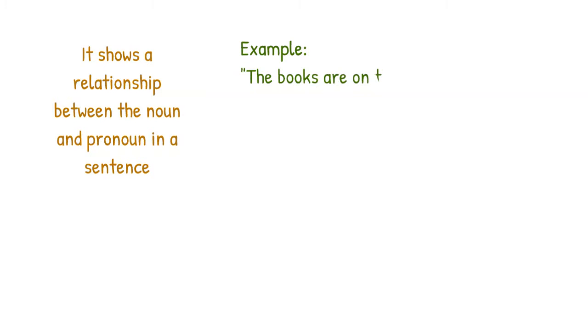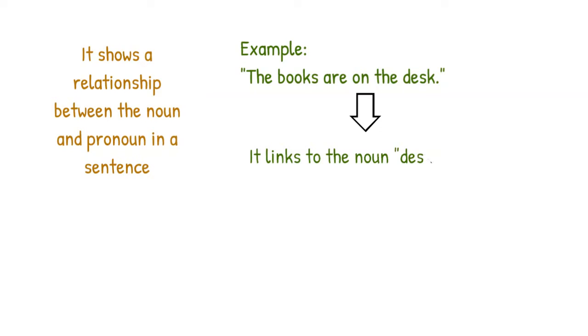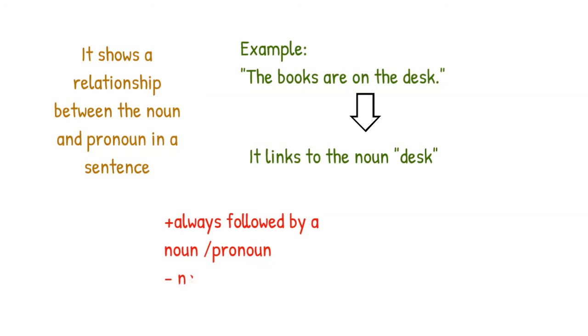A preposition is an important part of the English language because it is used to show a relationship between the noun and pronoun in a sentence. For example, in this sentence, the books are on the desk. The preposition on links to the noun desk. Okay? A preposition must always be followed by a noun or pronoun in a sentence, but never by a verb.